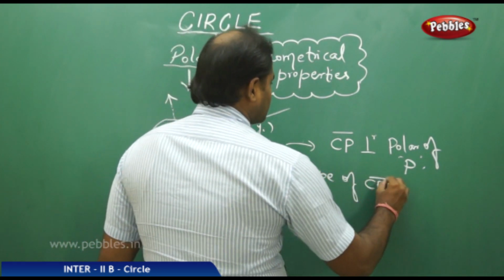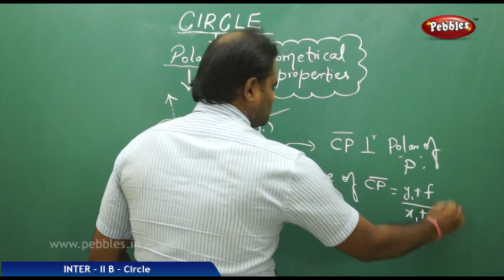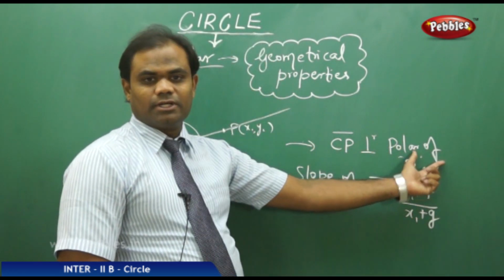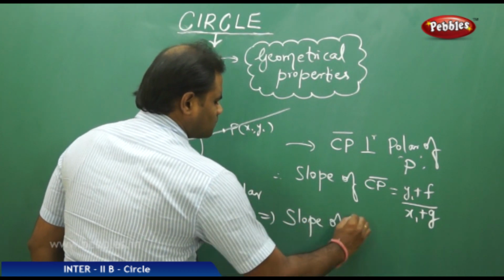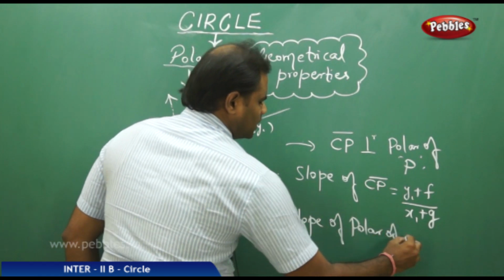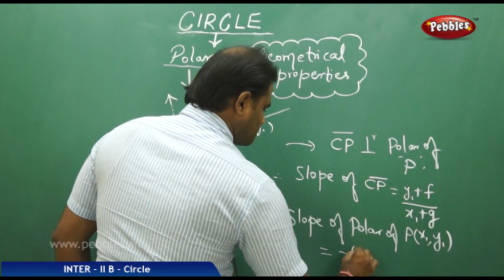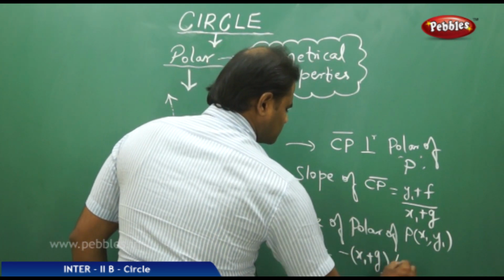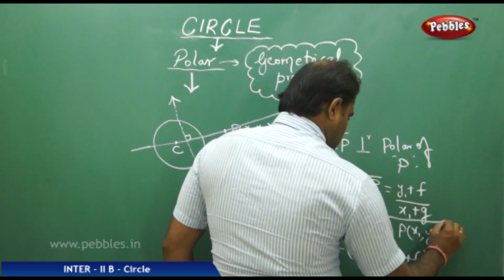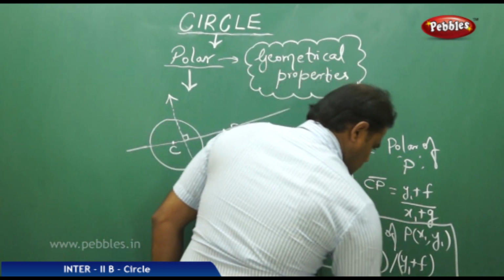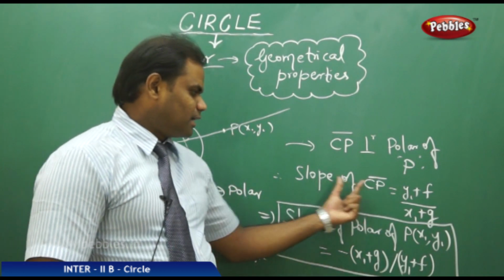and therefore the slope of CP, which we know is (y1 + f)/(x1 + g), implies that, this being perpendicular to this, the slope of the polar of P (x1, y1) is minus (x1 + g)/(y1 + f).